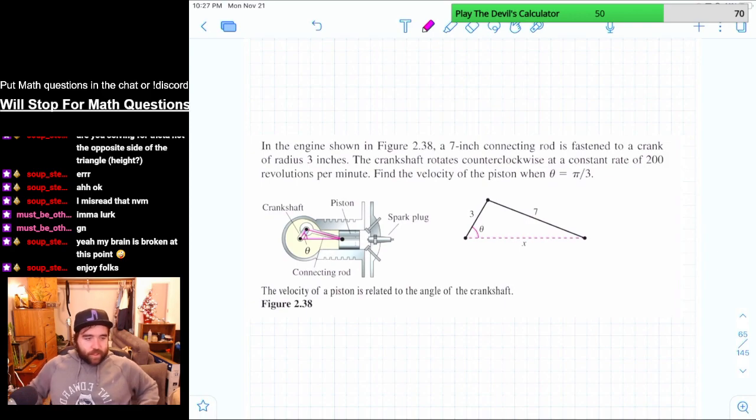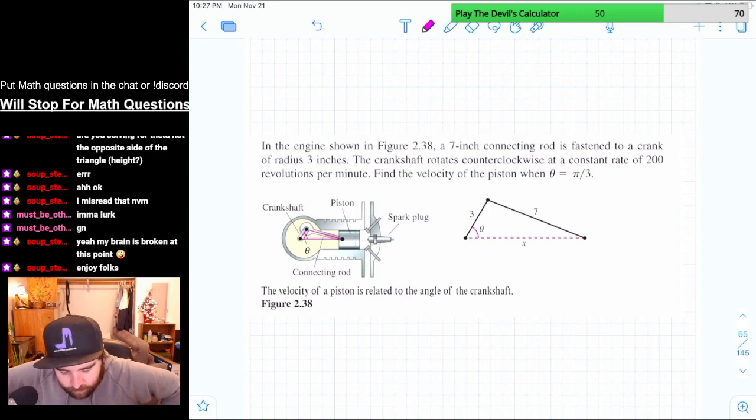So, little engineeringness. In the engine shown in figure 2.38, a 7-inch connecting rod is fastened to a crank with a radius of 3 inches. Luckily, they draw it out, because I don't know what any of these words mean. The crankshaft rotates counterclockwise at a constant rate of 200 revolutions per minute.